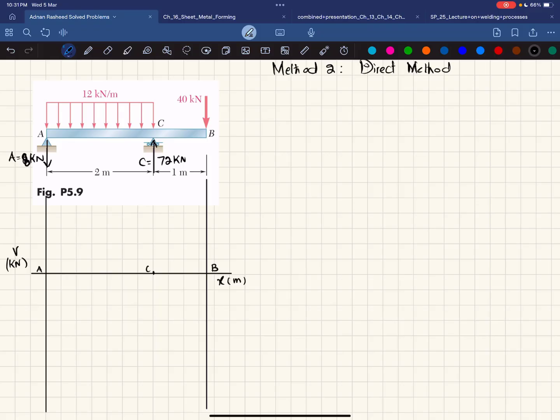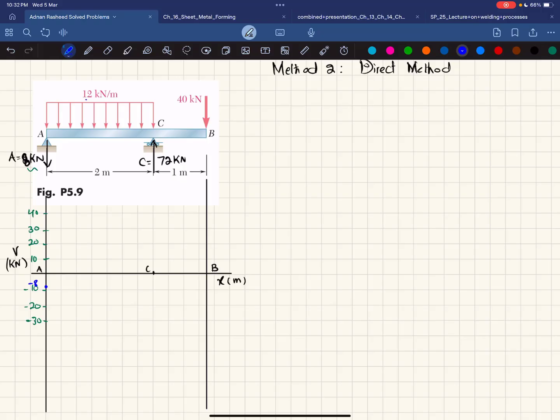Okay, at point A, you can see you have minus 8 kilonewton. What we will do is that we will take this as 10 kilonewton. So 10, 20, 30, and 40. Similarly, minus 10, minus 20, minus 30, and so on. So at first point, we have minus 8. So minus 8 is this point. So at this point, this is minus 8.